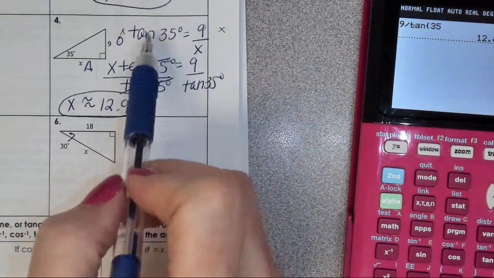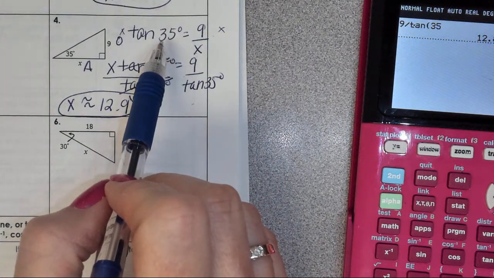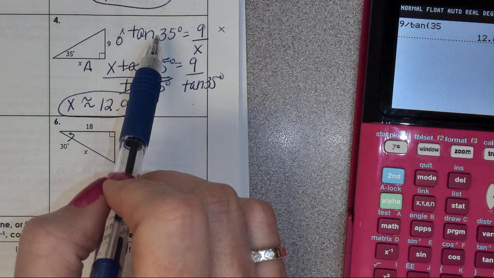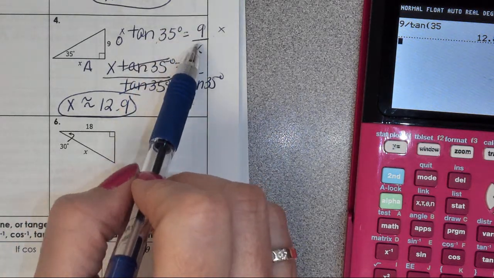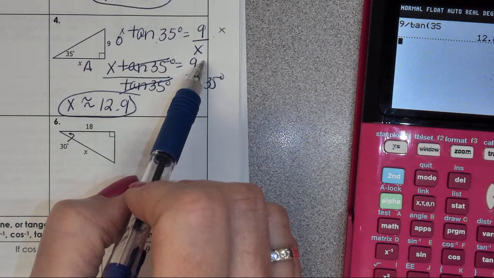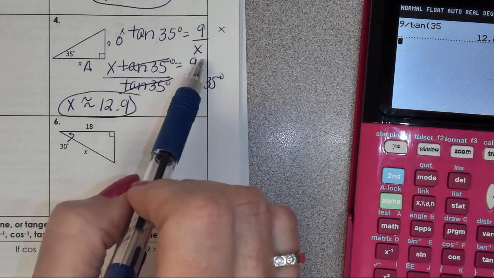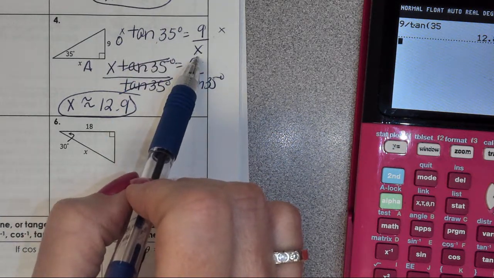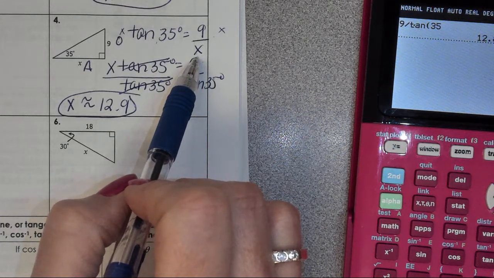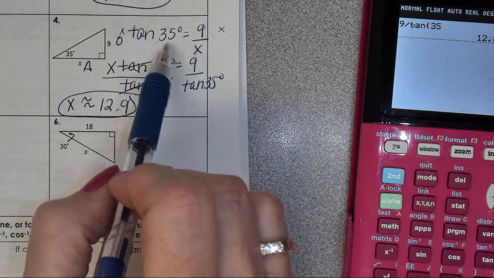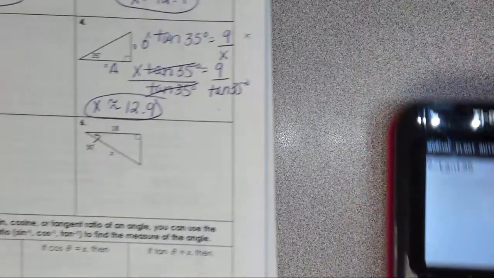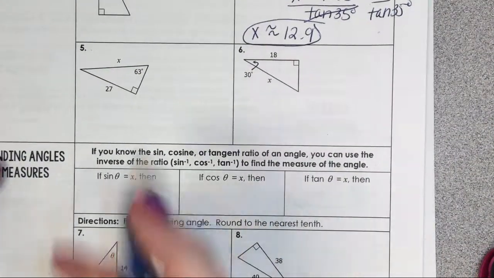What can I do to make this go a little quicker? What did it end up being? It ended up that x was 9 divided by tangent of 35, right? So what do you think we could actually do with these two values? Just switch them, and you can make the problem go a lot quicker. But you only want to do that when that x is in the denominator. Let's do another one where x will be in the denominator.